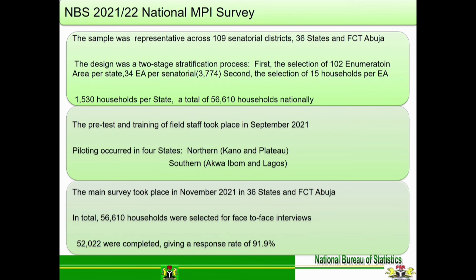For this face-to-face interview, we made use of an electronic device, which is the CAPI. What we mean by CAPI is the computer-assisted personal interviewing device. That way, the information is collected in real time and is transmitted to the headquarters, and it gives room for faster processing and analysis. For the completion rate, we have 91.9%, and that is about 52,022 households that were completed.